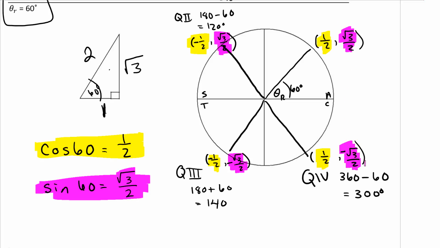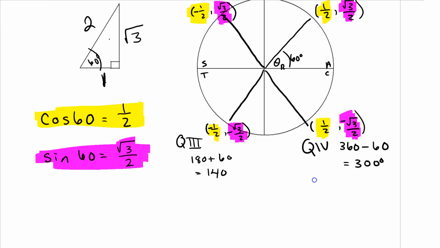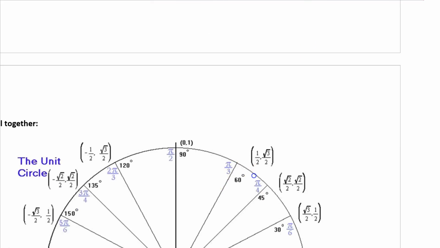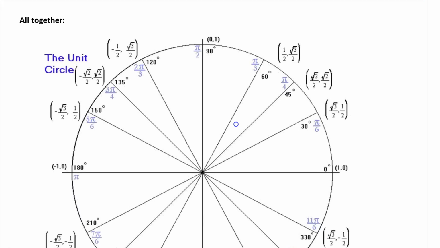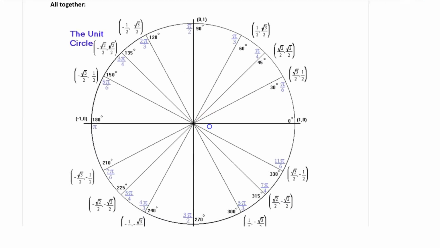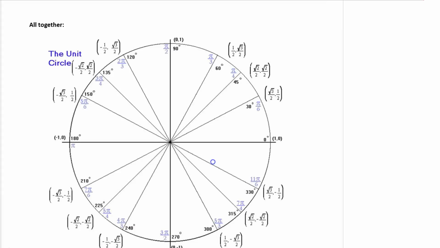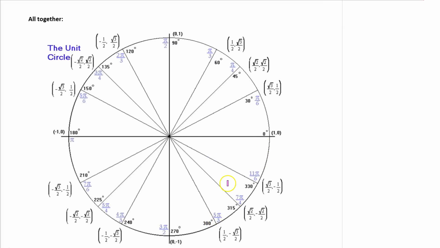And there you have it, folks. We have all of the values. Now, what I have done, or actually what my friend has done, is she has given us all together the unit circle. So you're going to notice everywhere we have 0, 30, 45, 60, 90, 120, 135, 150, 180, 210, 225, 240, 270, 300, 315, 330. And what we have is all of the different values for those specific cosines.